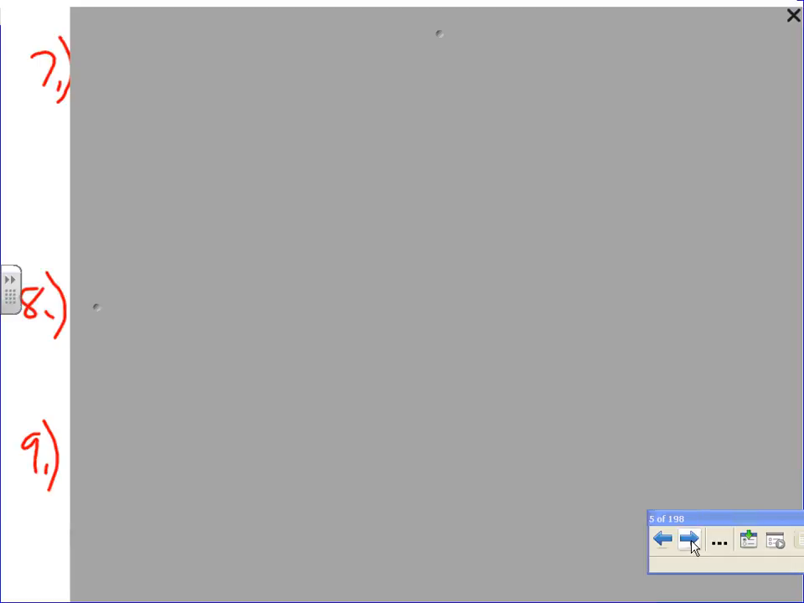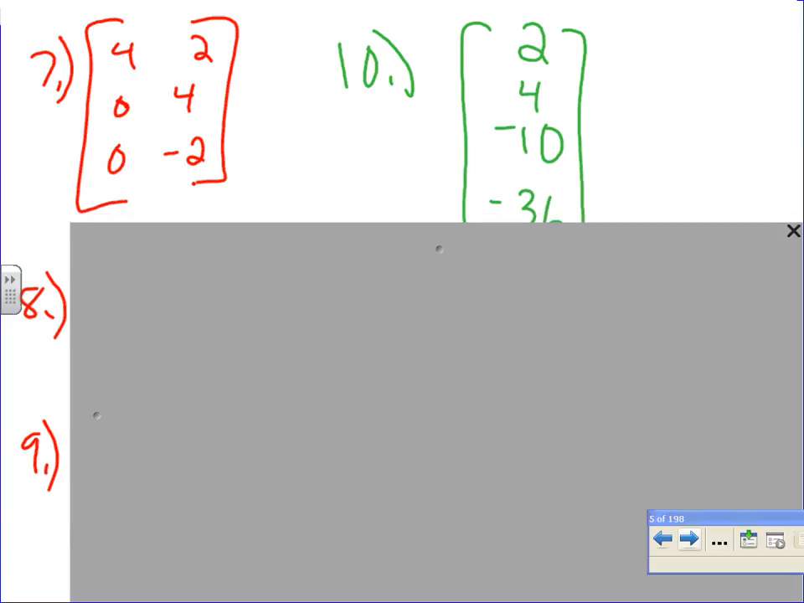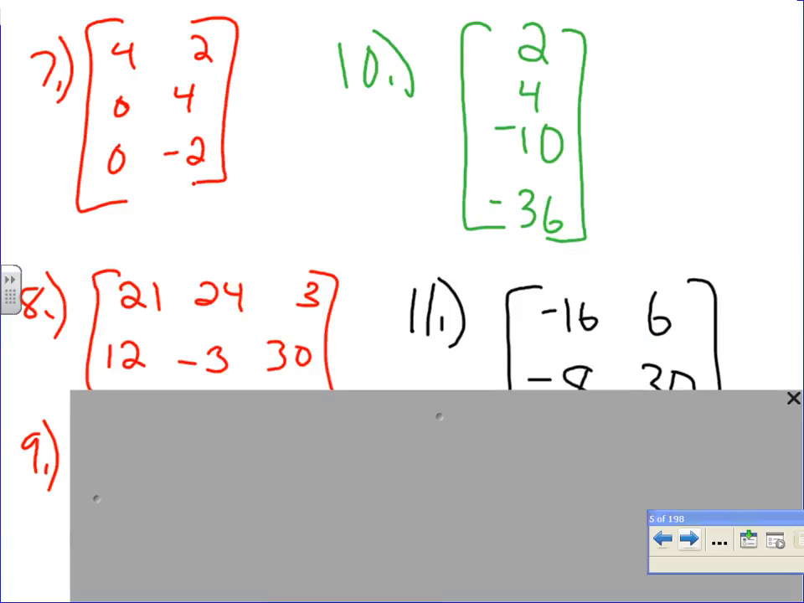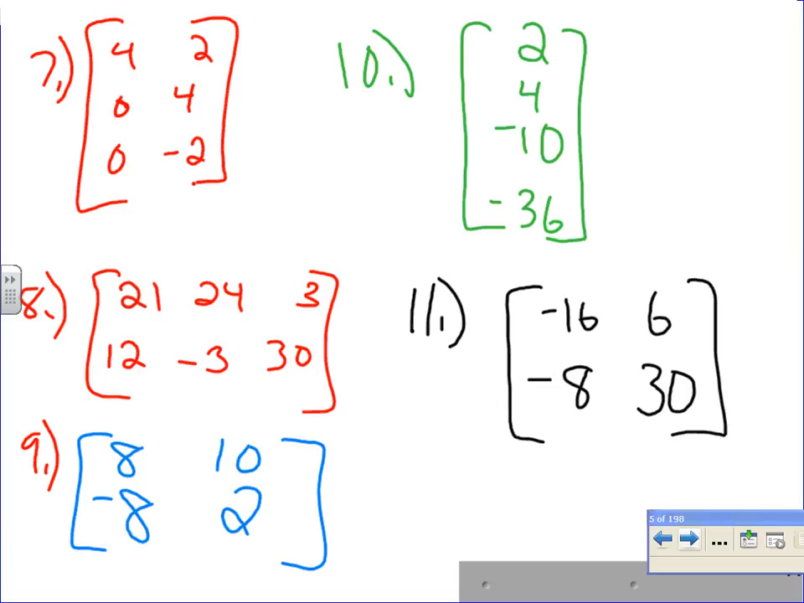Number 7, just reading across, Justin. What did you get? Great job. Number 8, Sean, reading across. Yep. Great job. Number 9, Annalise. -8 and 2, but yes. Number 10 should be 2, 4, -10, -36. Number 11, -16, 6, -8, 30. Charles? Yeah, yeah.